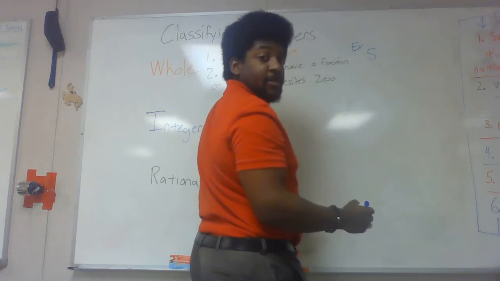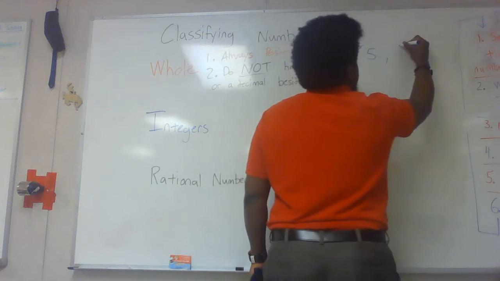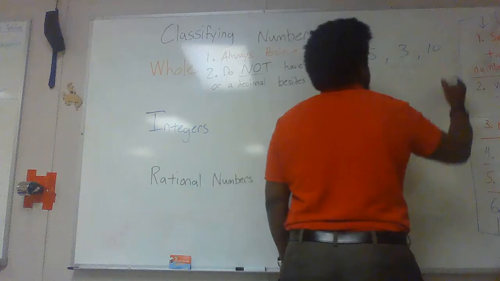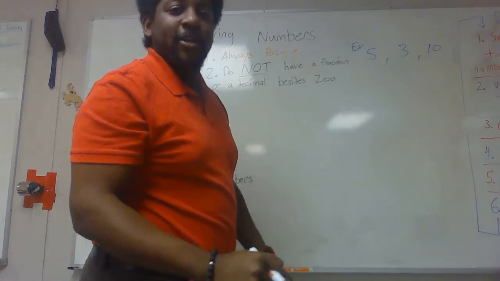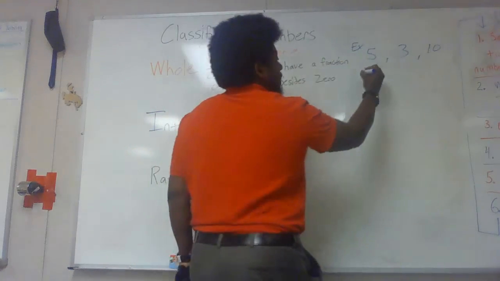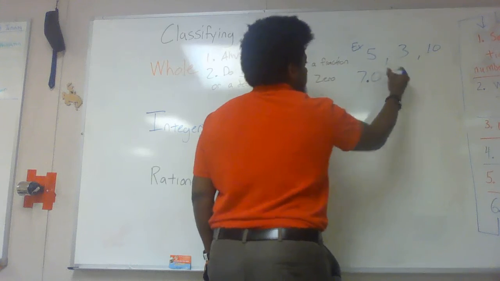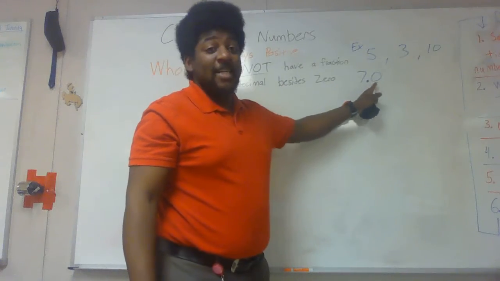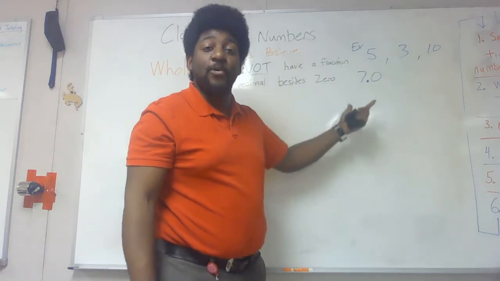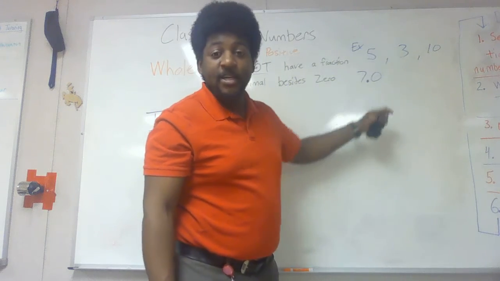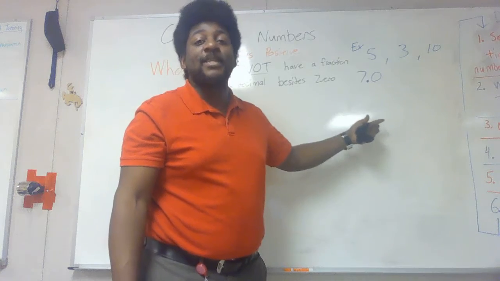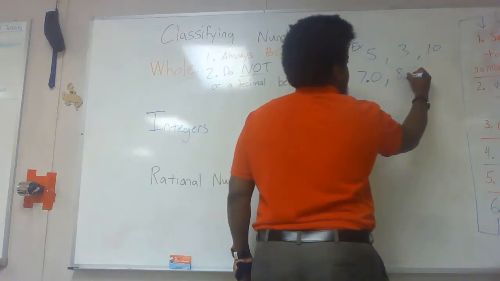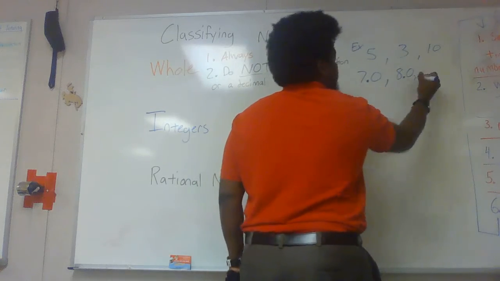5, 3, 10. A couple trickier examples. 7.0. So y'all, even though that has a decimal, the decimal part doesn't have any value. So 7.0 is just like having 7. So 7.0, yes, is a whole number. 8.0 would be a whole number.